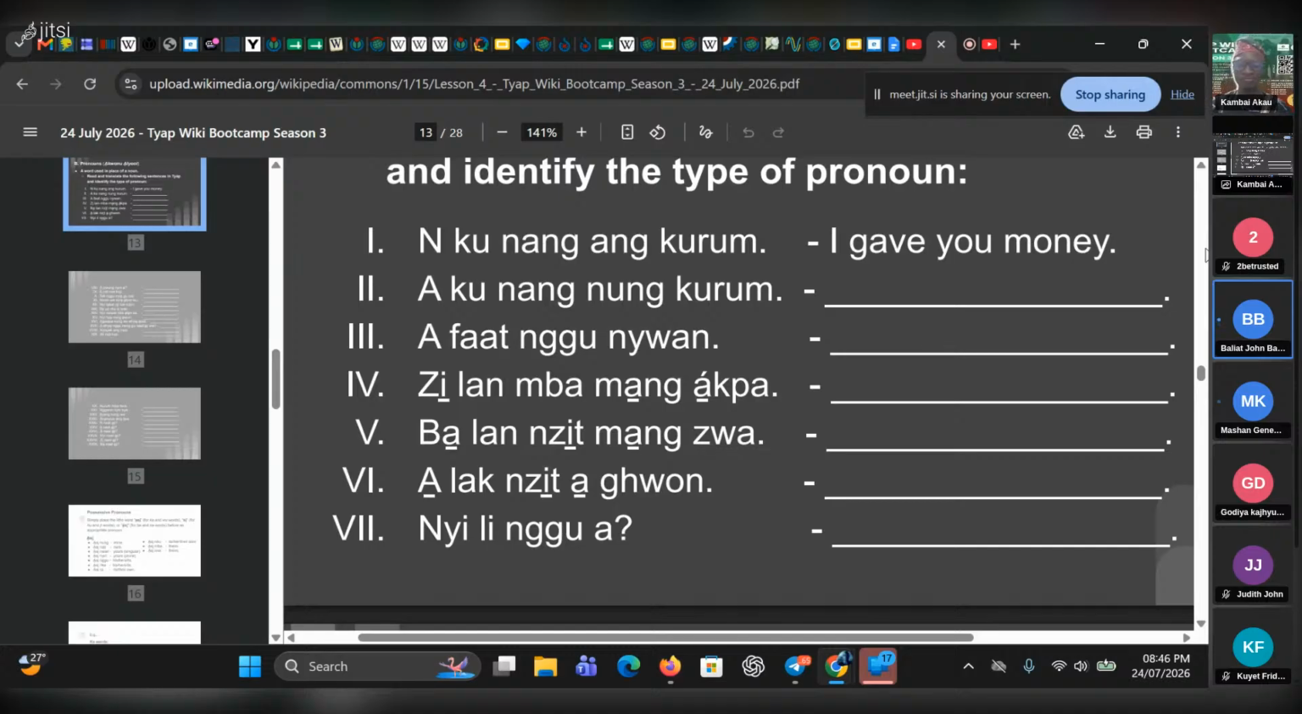Let me try. Okay, Nkunangang, nkunangang. Okay, I gave you money. Next, Aku nang nungkurum. Repeat again. Aku nang nungkurum. Okay, so what does it mean? They gave me money. Oh, you gave me the money. So you gave me money.